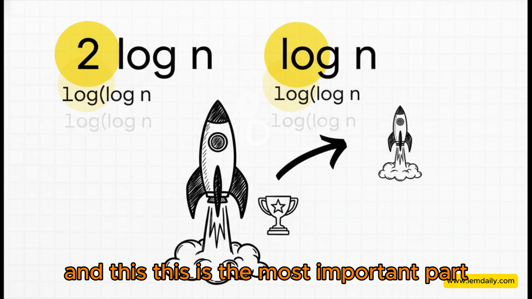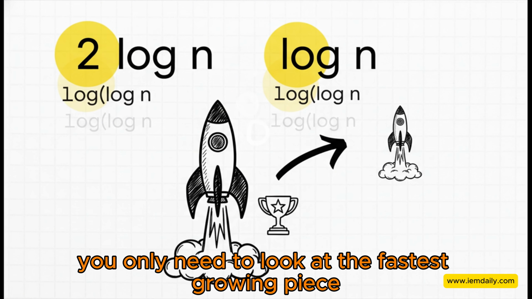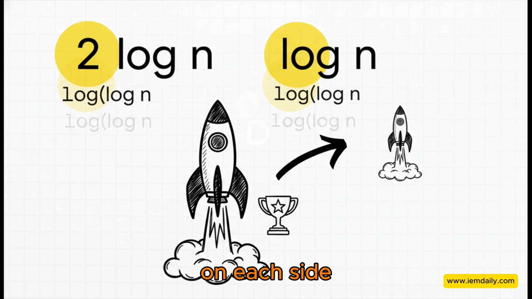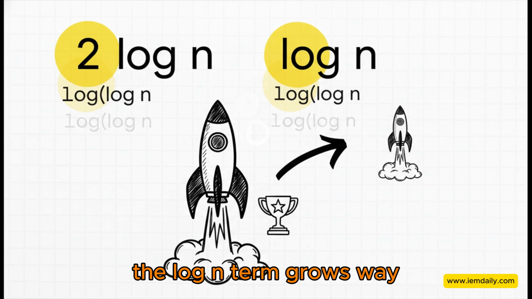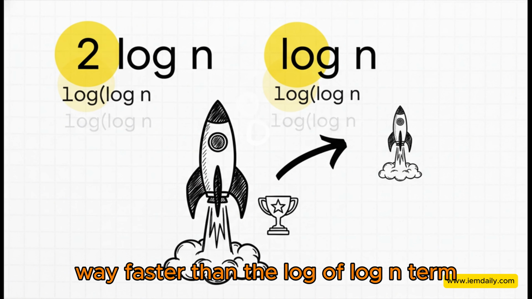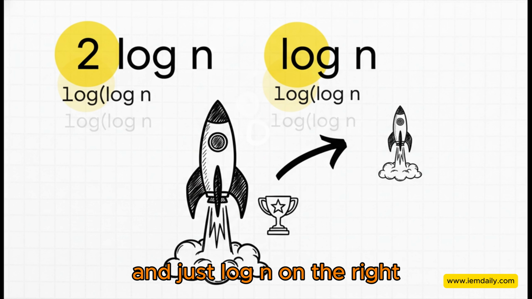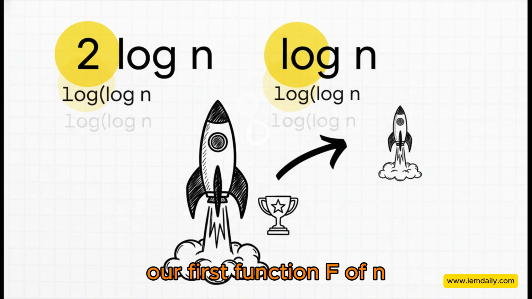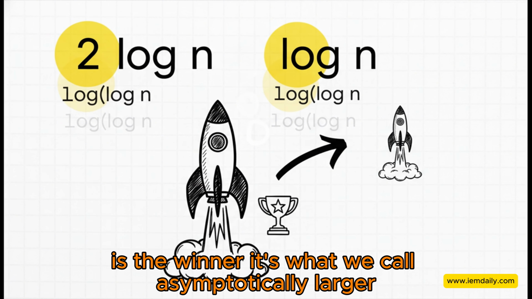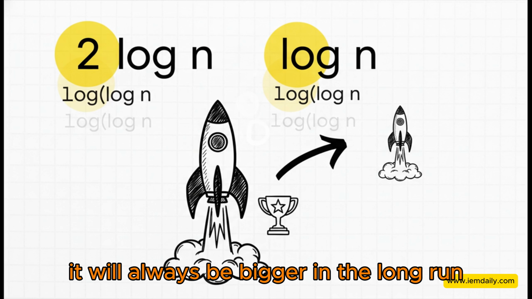Okay, and this is the most important part. When you're comparing these, you only need to look at the fastest growing piece on each side. We call that the dominant term. And let me tell you, the log n term grows way, way faster than the log of log n term. So the real fight here is between 2 log n on the left and just log n on the right. And since 2 log n is clearly bigger, our first function, f of n, is the winner. It's what we call asymptotically larger. That's just a fancy way of saying it will always be bigger in the long run.